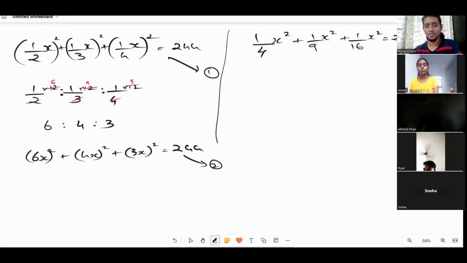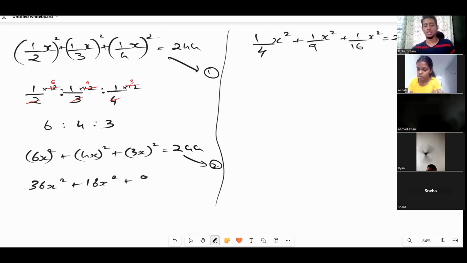You can now see why this is more difficult. When you square it, you're getting 4, 9, and 16. And then you have to make the denominator same. So you have to find the LCM of 4, 9, and 16. So that is the complicated part. In the second equation, you don't have to find LCM, right? Because you don't have any denominator. Directly, you can do 6x square will be 36x square plus 4 square is 16x square plus 3 square is 9x square is equal to 244.